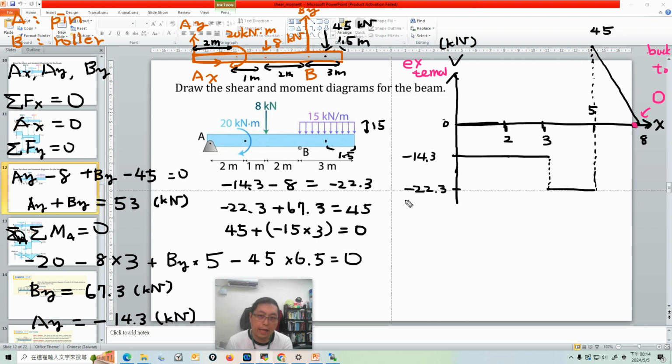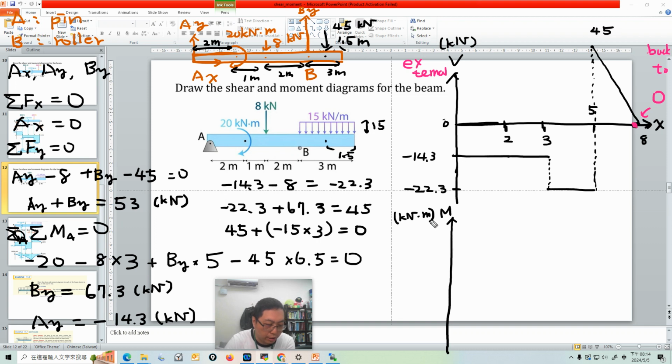Okay, and the next is the moment diagram. Be careful. Once again, you see the shear diagram finally goes back to zero. That means we are drawing the right shear diagram. It must be back to zero. The next one is the moment diagram. For the moment we use kilonewton times meter, I think.